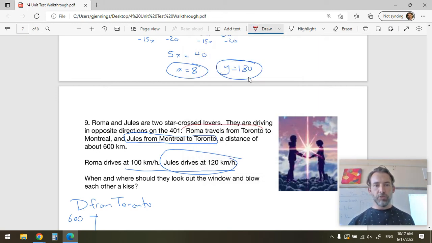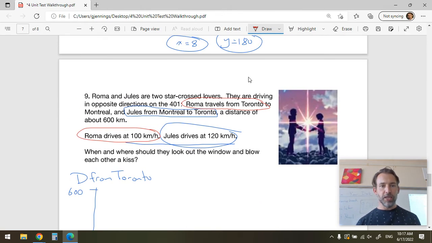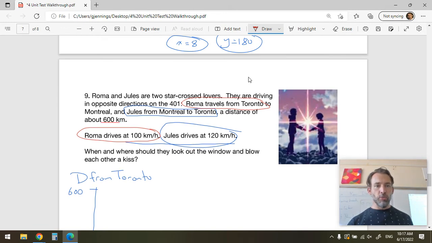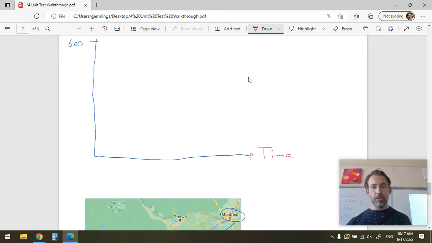Roma's traveling from Toronto at 100, okay? So then we have distance from Toronto compared to time. A quick check shows me that it will take Roma 6 hours at 100 kilometers an hour to travel 600 kilometers. So I need to be able to show time is 6 here. Roma will start at Toronto and reach Montreal at time 6.